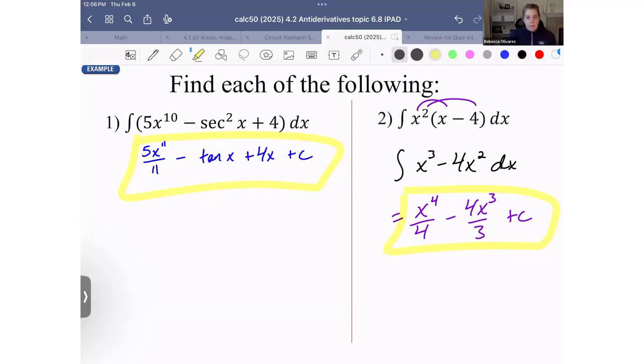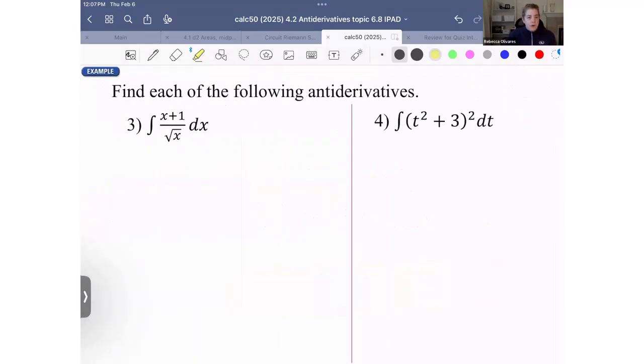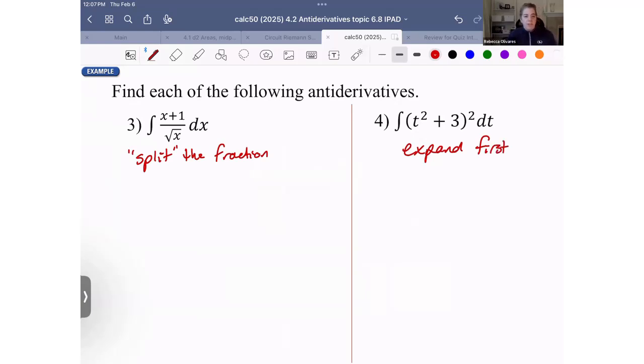Okay, I'm going to go on to the next slide. So try these. I will tell you, I'm going to write down a little tip here. For this one, you need to split the fraction first. And then for this one, you need to expand it first. If you don't know what I mean by split the fraction, then do number 4 first, and then I'll talk about what split the fraction means.